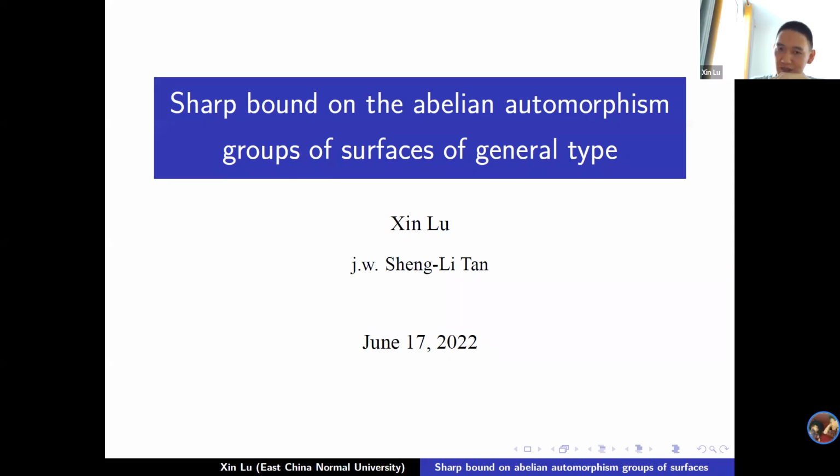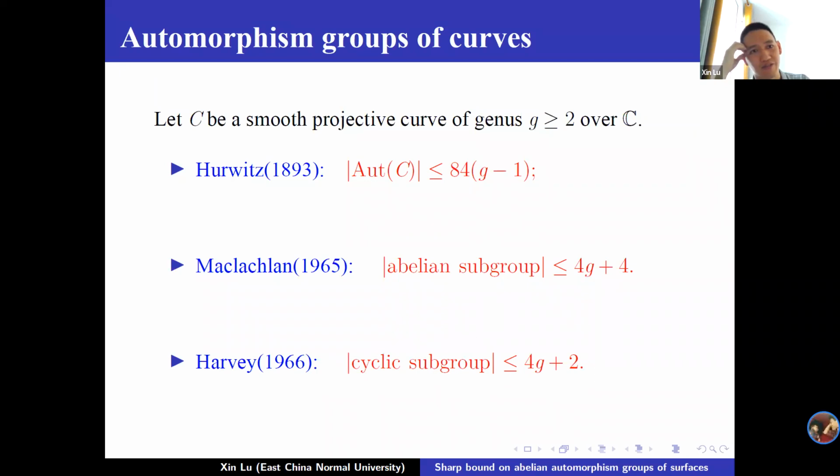Today I will talk about the upper bound and the abelian automorphism groups of surfaces of general type. This is joint work with Professor Sai-Kee Yeung. Let's start with the curve case. We are mainly concerned about the upper bound of the size of the automorphism groups. So the varieties we consider will be of general type. In the curve case, we consider a curve C of genus g at least 2, and we will always work over the complex numbers.